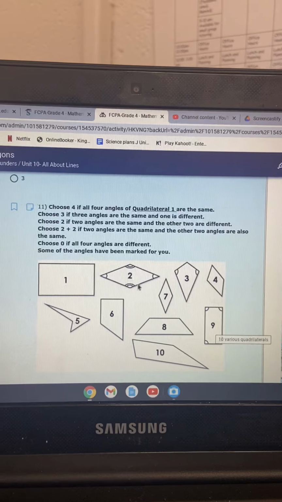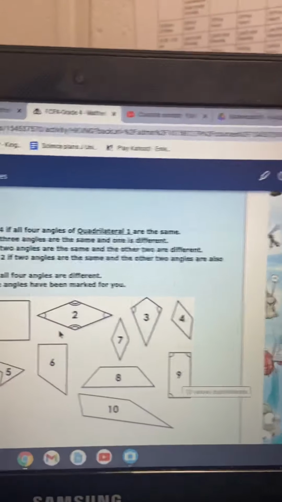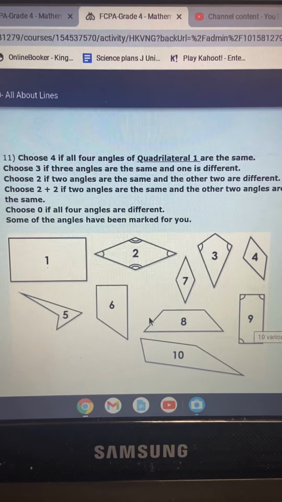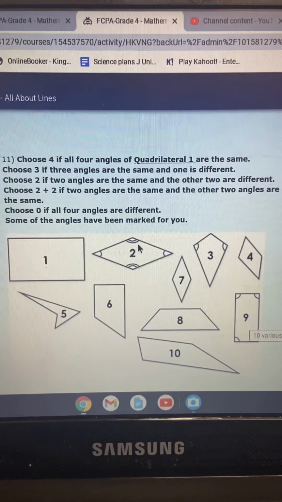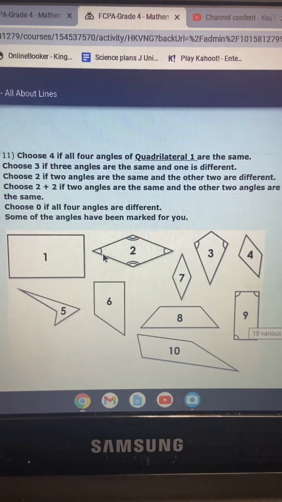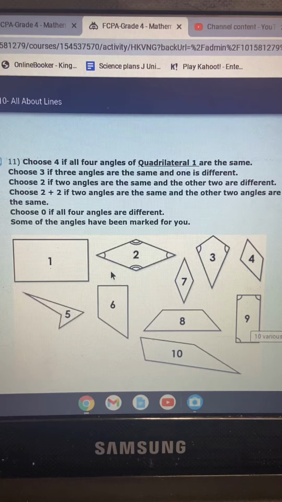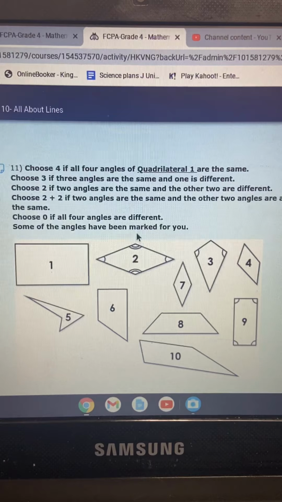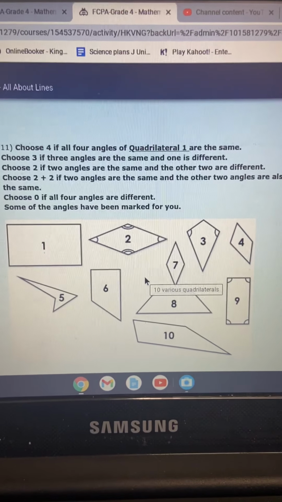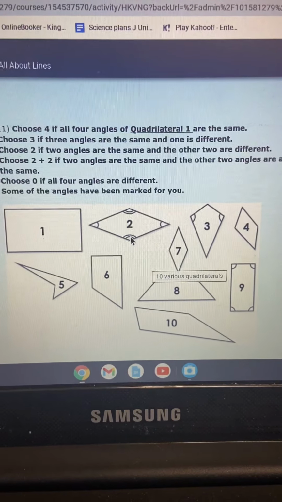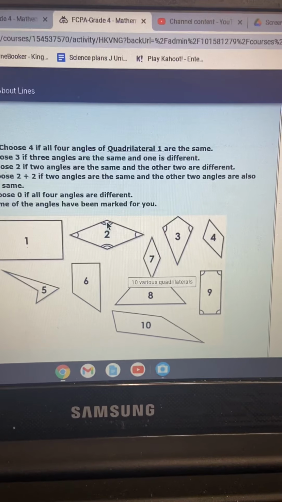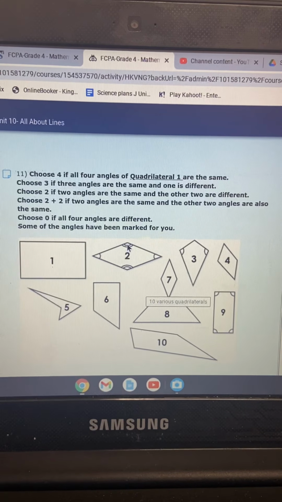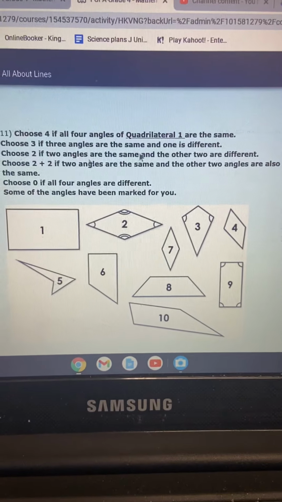Now, when we look at polygon 2, here's where that 2 and 2 comes in. We know that these 2 angles are the same, and we know that these 2 angles are the same. But these aren't the same. You see how this one has 1 loop and that one has 2? That means that there are 2 angles that are the same, and then the other 2 angles are the same. So when we're looking at quadrilaterals, these 2 angles are the same, and the opposite 2 angles are the same, but they're not all 4 the same. That makes that a 2 plus 2 is how you would count that.